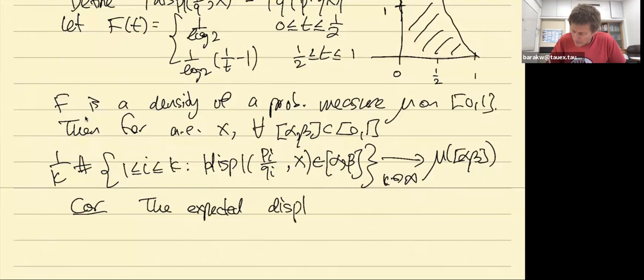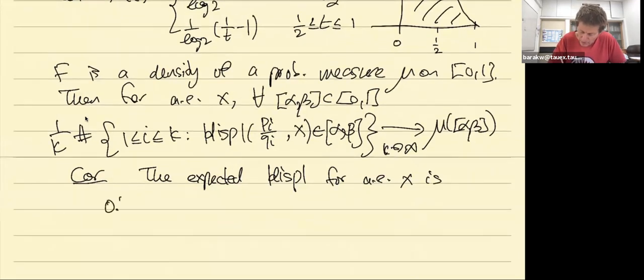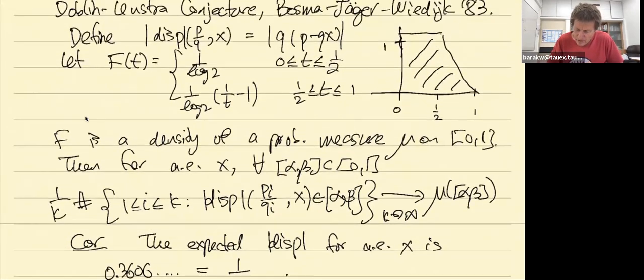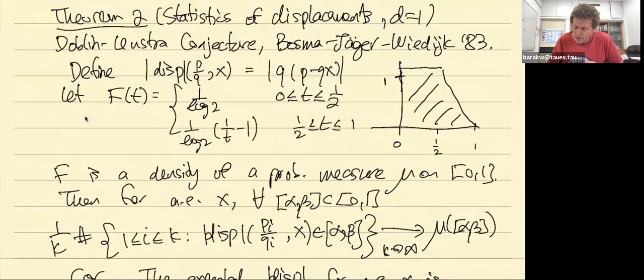displacement for almost every x, where expected displacement means I just average all the displacements that I see along the sequence of convergents, is 0.3606... It's an explicit number, 1 over 4 times log 2. All right, so that's the theorem about the statistics of these displacements.